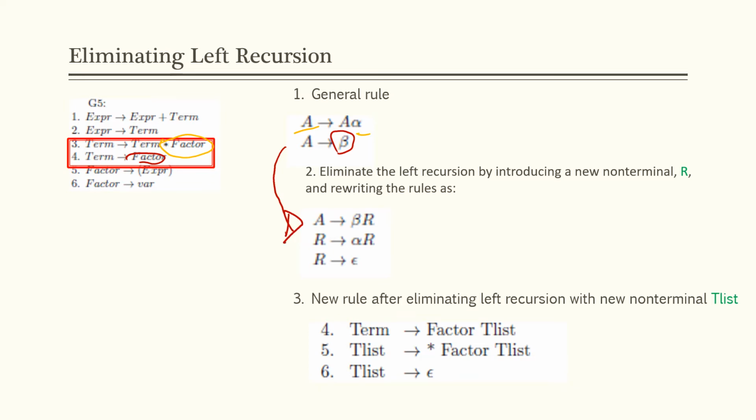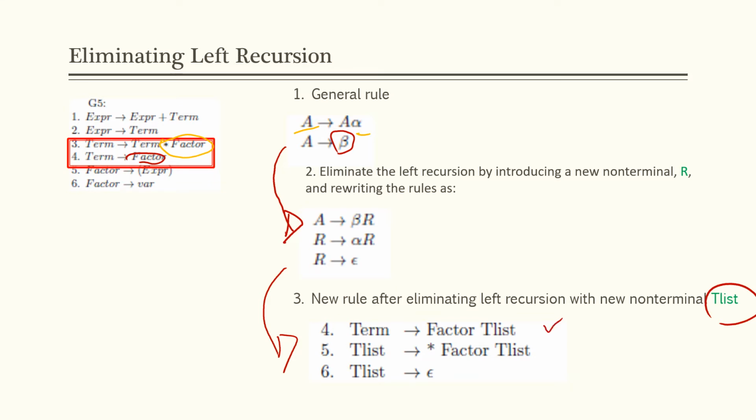The second form. So the new rules will be, the first one is our new non-terminal, we call it T-list. Look at the first rule, A goes to beta R. So A is term, beta is factor, and R is our T-list.